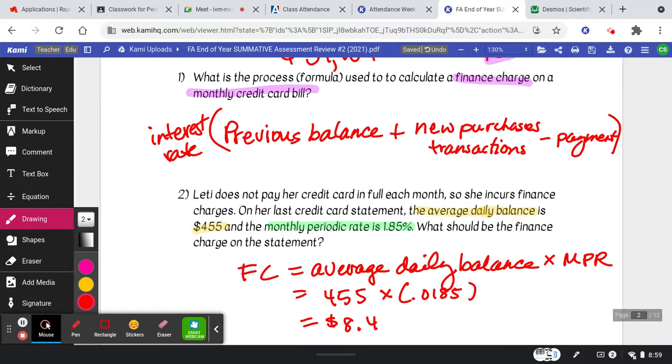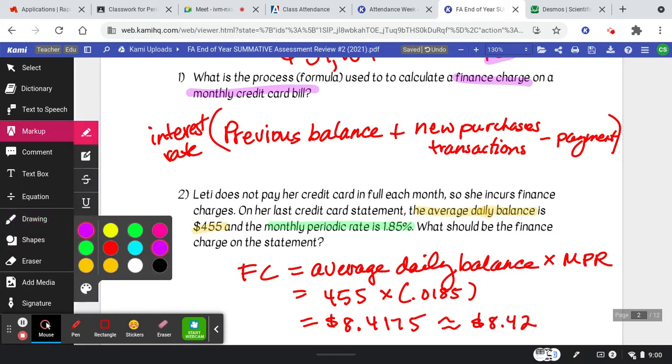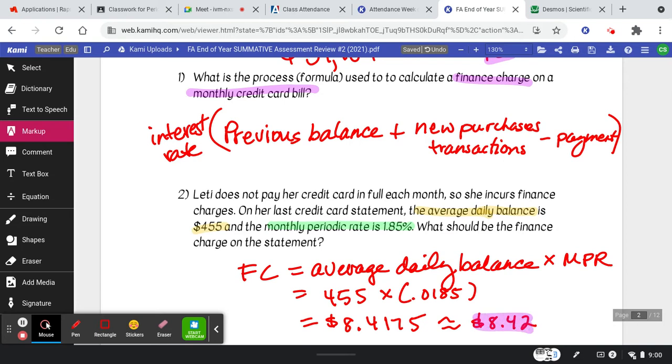Perfect. And I like that you rounded. It went 8.4175, and so we round that to 8.42. Love it. Now, why is it such a small number? Because it's a small balance. It's only $455 on your credit card, and so that's why it's going to come out to a small number. So if you get a question that gives the average daily balance and that little rate, you just multiply it. And it's a way to check on your credit card that you are getting the right finance charge applied to you.